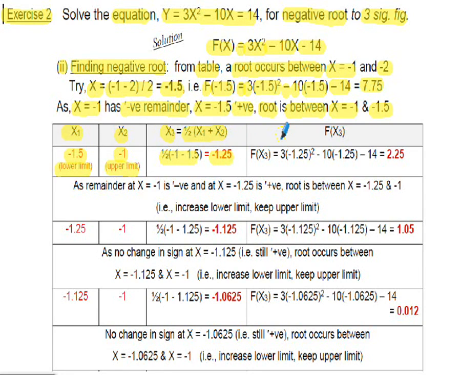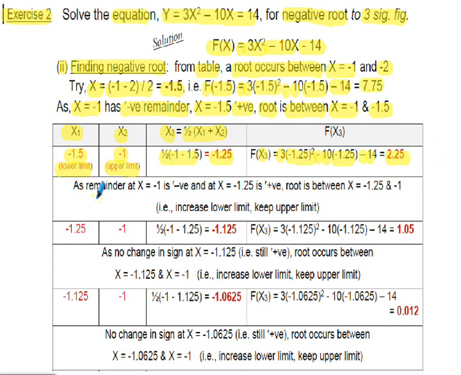We now put the value of negative 1.25 into our functional equation for the x3, so we get 3 multiplied by the negative 1.25 squared, minus 10 multiplied by the negative 1.25, and then minus 14. Gives a value of 2.25 for the remainder.